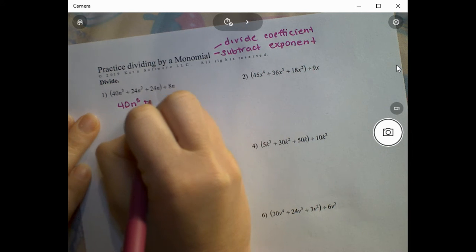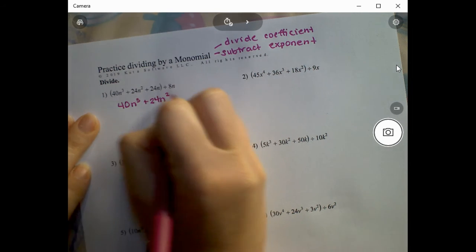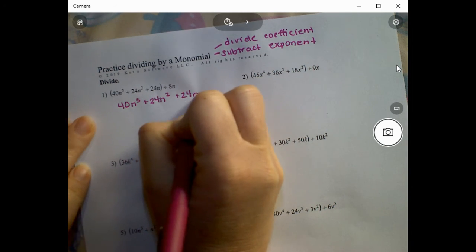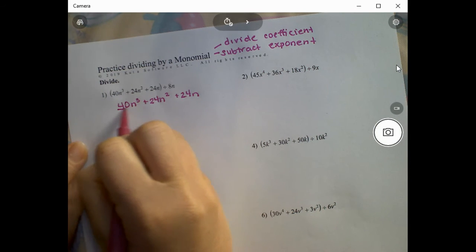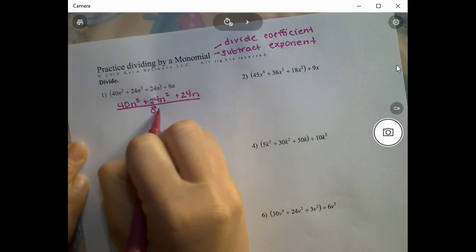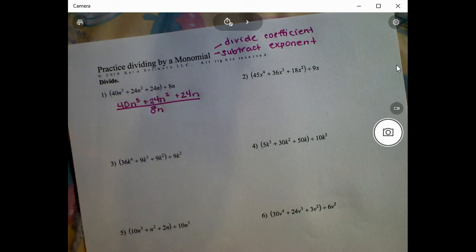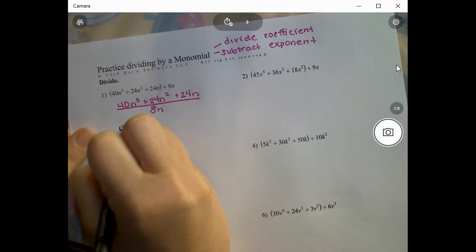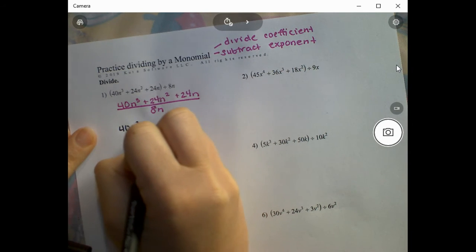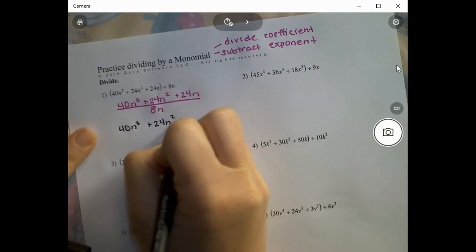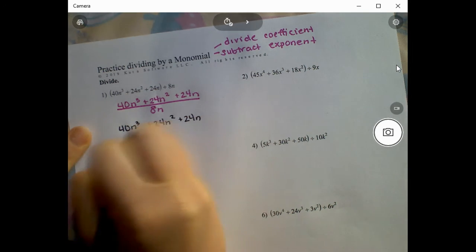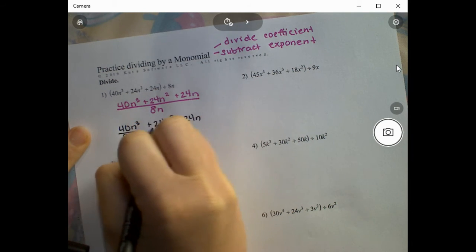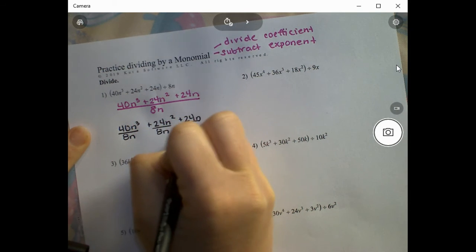40n cubed plus 24n squared plus 24n. You divide the entire thing by 8n. Okay, that's just another way to write it. It's a way that might make more sense. So when you're doing these, a lot of the times people like to kind of break it into chunks. So we're gonna, it's almost like distributing that 8n to each part.